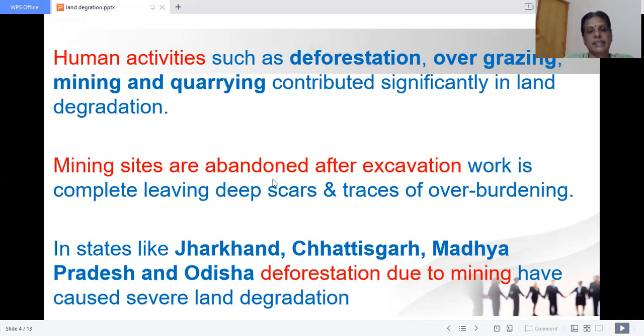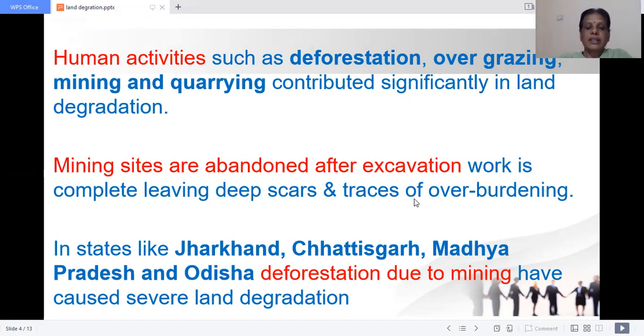Mining sites are abandoned after excavation. They excavate the mines and leave them as they are. They leave the scars and the pits as they are. They don't bother about it. They bother about the minerals and not the place. So they are leaving the place as it is after excavating the mines. The pits and the scars, they are leaving them. The work is complete, leaving deep scars and traces of overburdening.